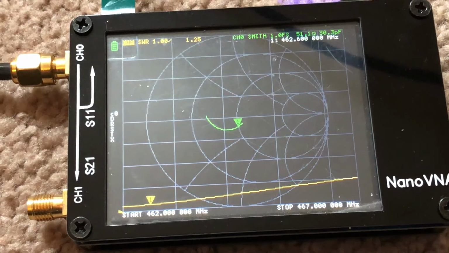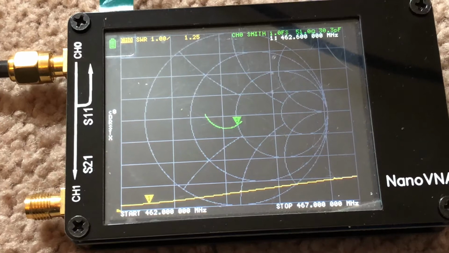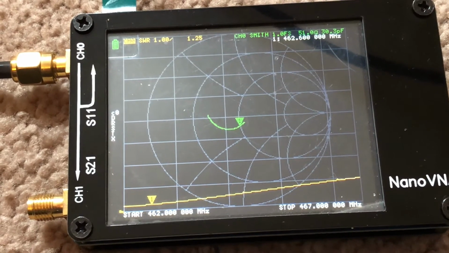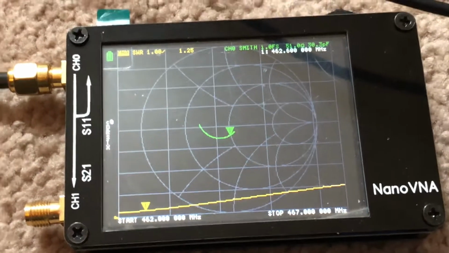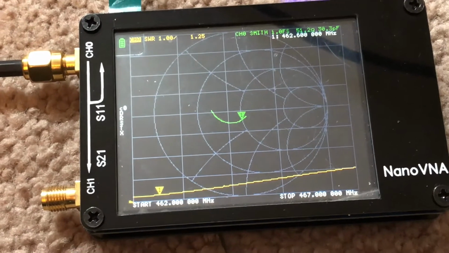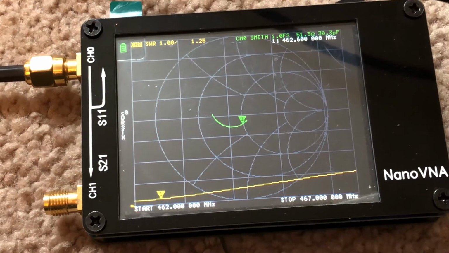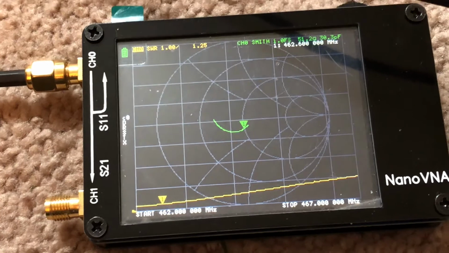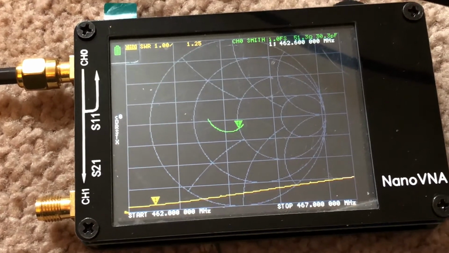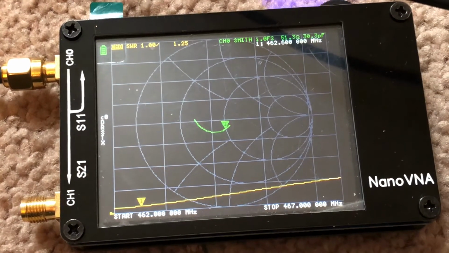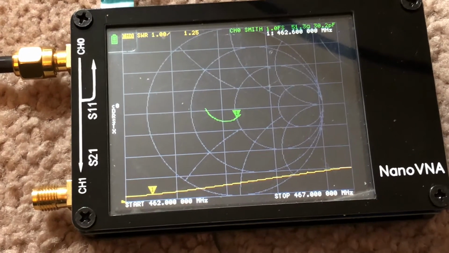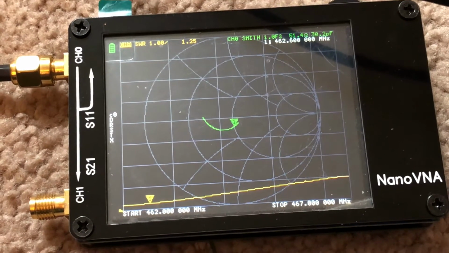Anyway, the little yellow arrow down the left corner there is on 462.600. That's going to be channel 17 on GMRS. GMRS channel 17 is 462.600 megahertz. The reason why I have the Nano VNA on, right now it's just laying on the ground. I know that's probably the worst place to have it.